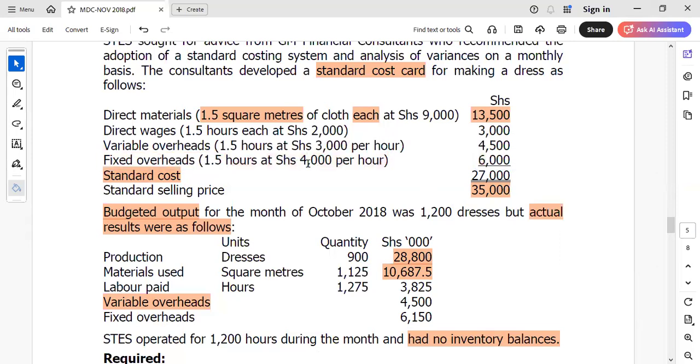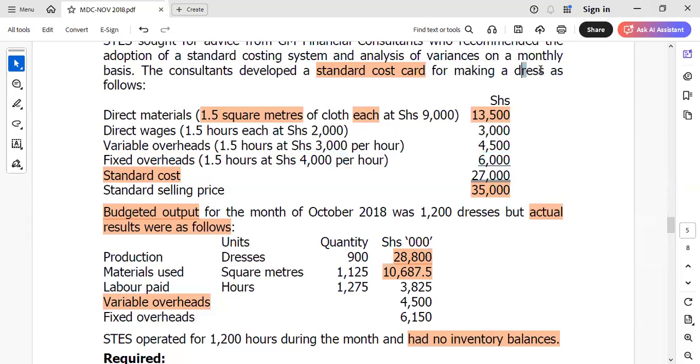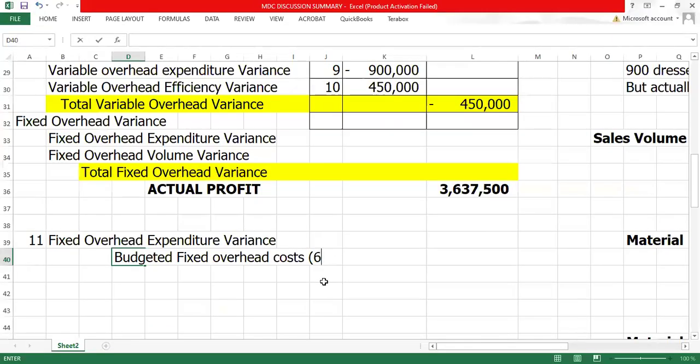Don't look at this. That one will take you a lot of time. Just look at this 6,000 and know that it is per dress. Then ask yourself, what was the budgeted number of dresses? So for the budgeted fixed overhead, I simply get 6,000 times the budgeted number of dresses, 1,200. I get the total budgeted fixed costs, 6,000 times 1,200.